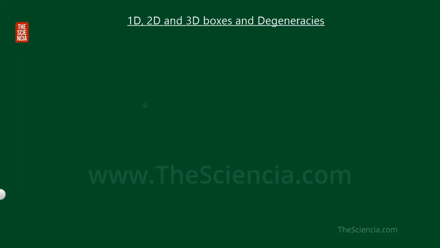1D, 2D and 3D boxes and degeneracies. In this lecture we are going to discuss all these three types of boxes, that is, the particle in a box ideas. First we are going to discuss the 1D box, the particle in a 1D box.